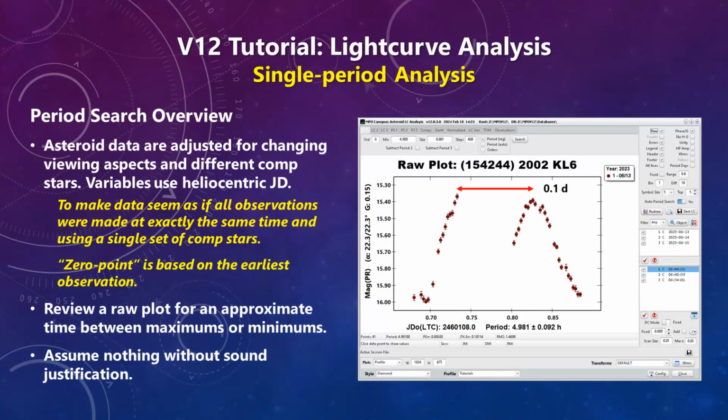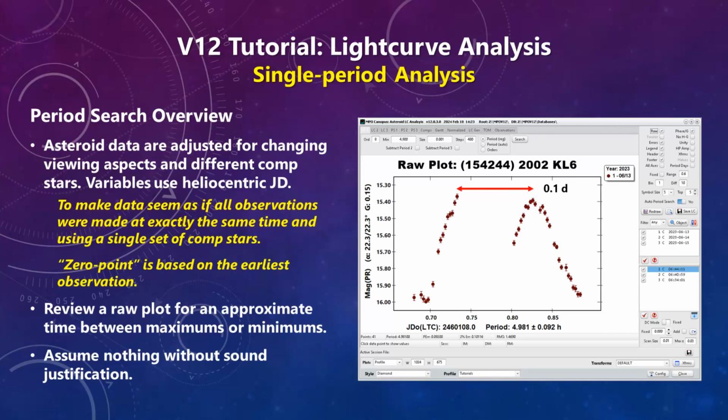MPO Canopus always stores the raw observations. It is only during analysis that the necessary adjustments are applied to achieve the net effect of having all observations made at exactly the same time using the same comp stars. Any periodic variations, not due to systematic errors, would presumably be due to an asteroid's rotation or a variable star changing brightness. It's good to have a rough idea of the period for one cycle.